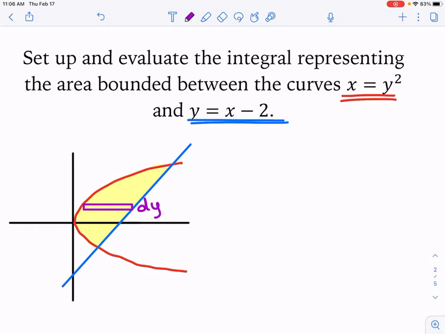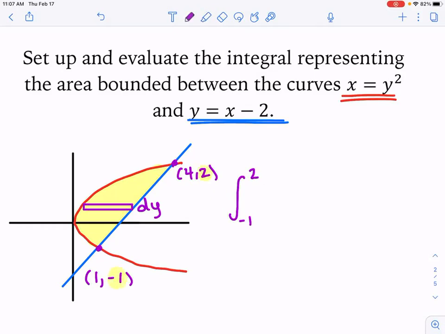Now, in order to do this, we do need the y values. So I think yesterday we figured out these intersection points. I think yesterday we determined that this was (1, -1), and this was (4, 2). Am I right in remembering that? Okay. So now we are going to take just the 1 integral from -1 to 2. How did I get those? Those are the y coordinates from our intersection points.